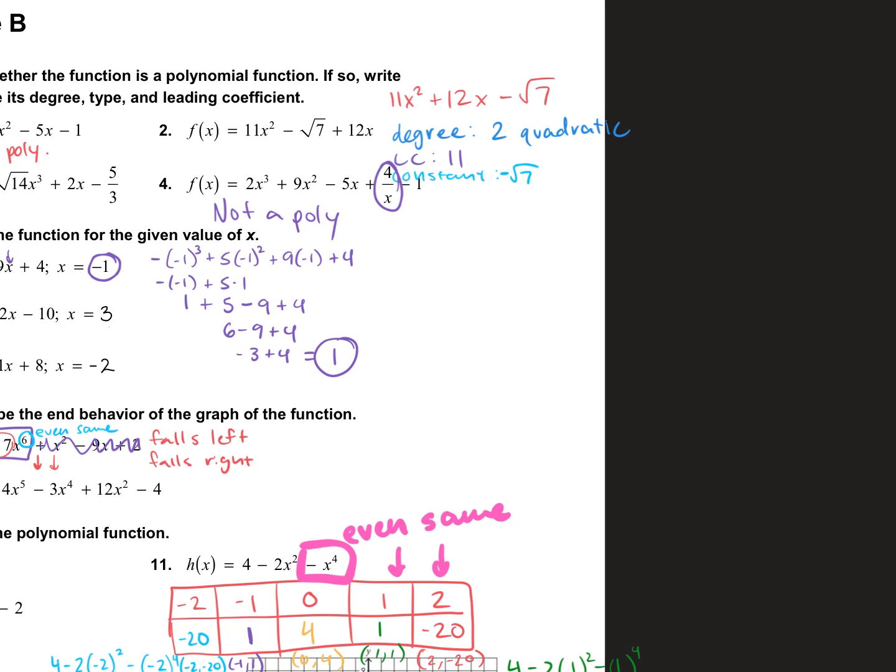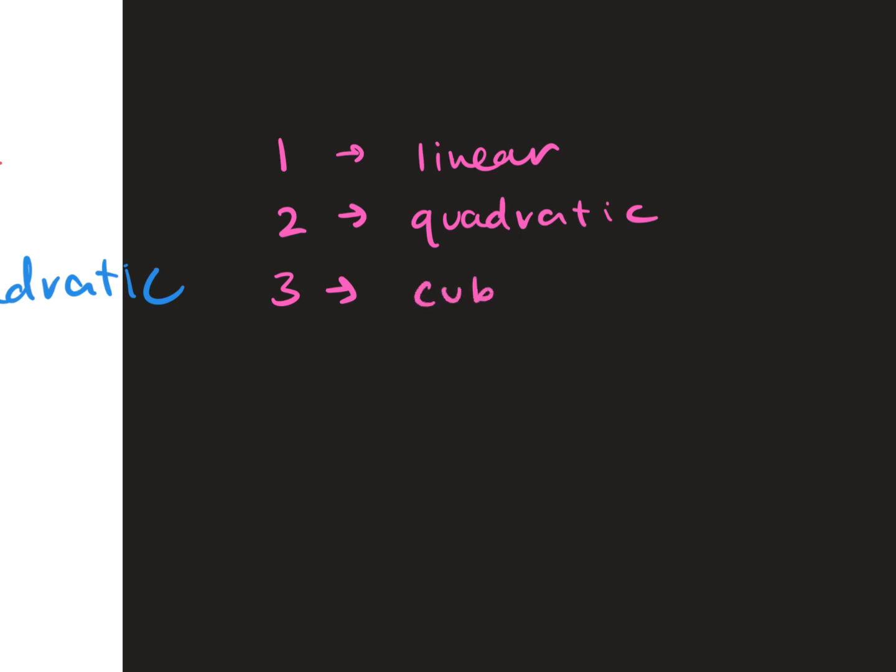That's what we're looking for. So for these types of questions, make sure you know which one's what. If our degree is 1, then what would the type be? Linear. If our degree is 2, quadratic. If our degree is 3, cubic. If our degree is 4, quartic.